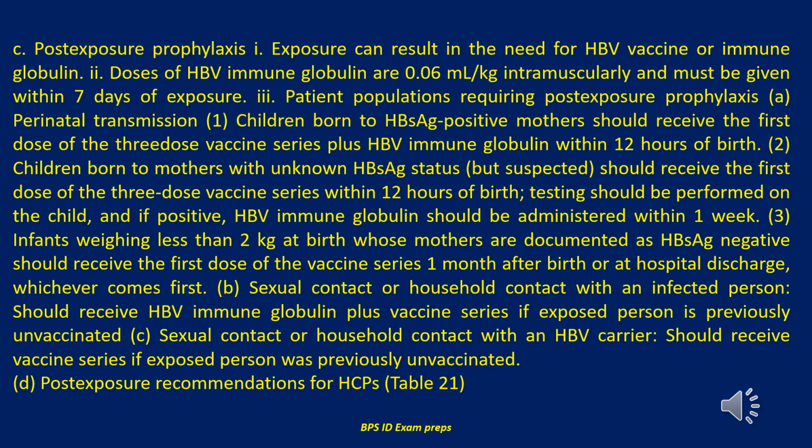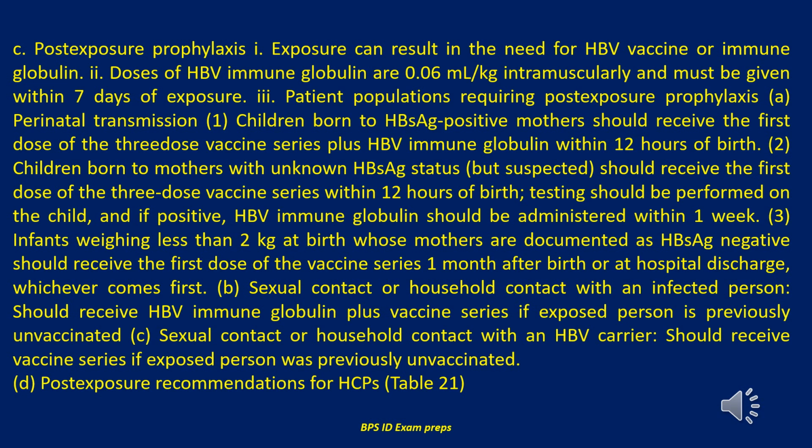2. Children born to mothers with unknown HBsAg status but suspected should receive the first dose of the 3-dose vaccine series within 12 hours of birth. Testing should be performed on the child, and if positive, HBV immune globulin should be administered within 1 week. 3. Infants weighing less than 2 kilograms at birth whose mothers are documented as HBsAg negative should receive the first dose of the vaccine series 1 month after birth or at hospital discharge, whichever comes first.